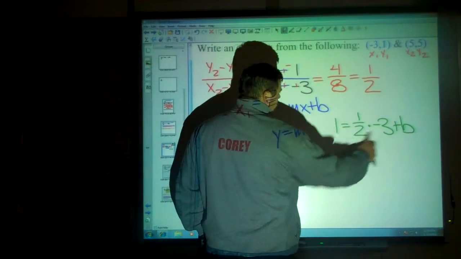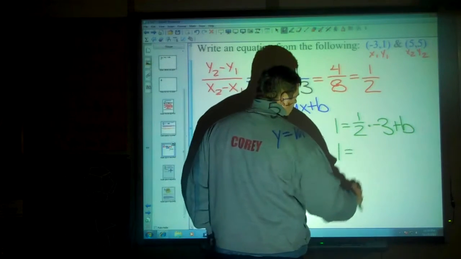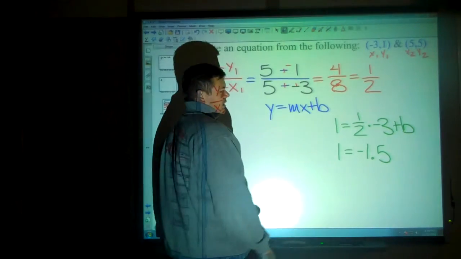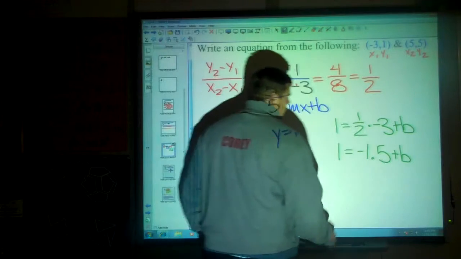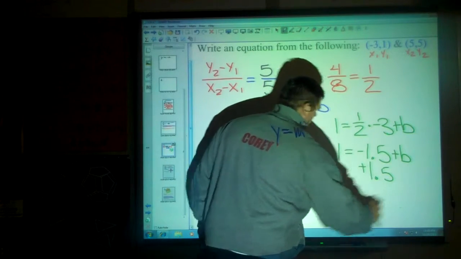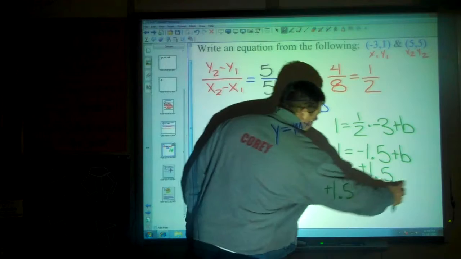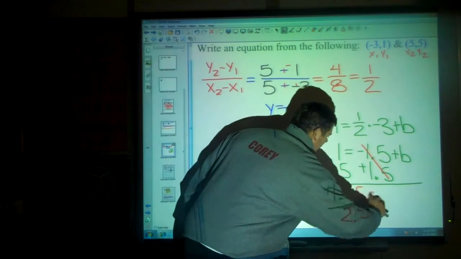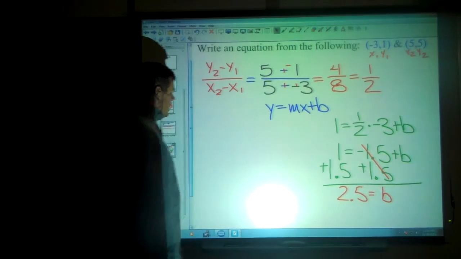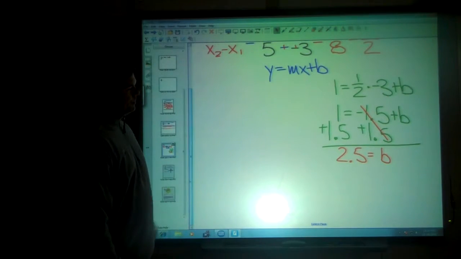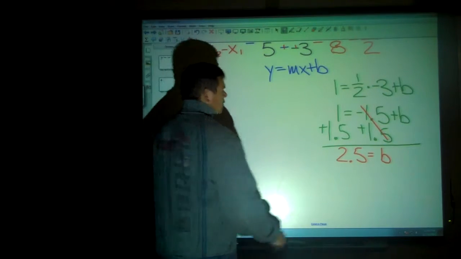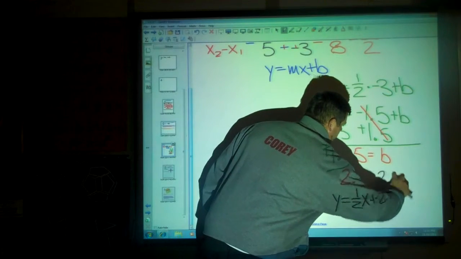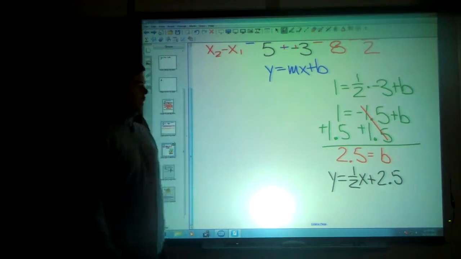If I solve for b, I should multiply these two together first. 1 is now equal to -1.5, because half times -3 is -1.5 plus b. And then to solve for b, I add 1.5 to both sides. And I complete my situation with 2.5 is equal to b. My y-intercept is at 2.5. Final equation, y equals the 1/2 slope x plus 2.5, or 2.5, whichever way you'd like to write it.